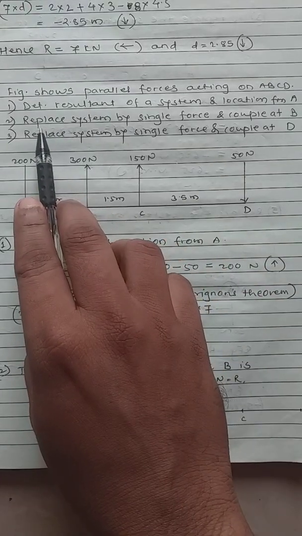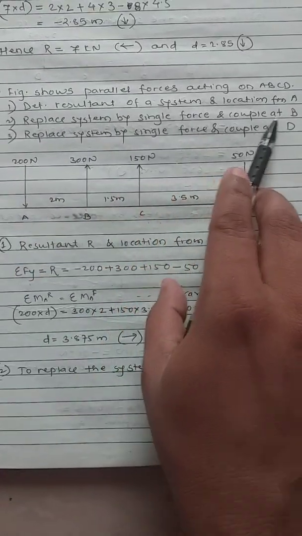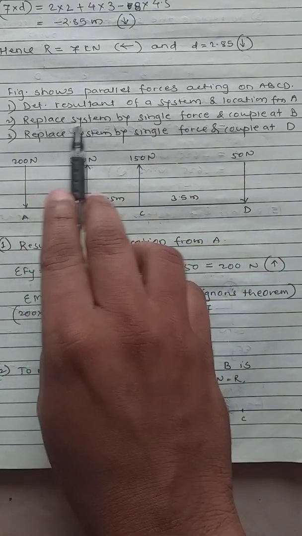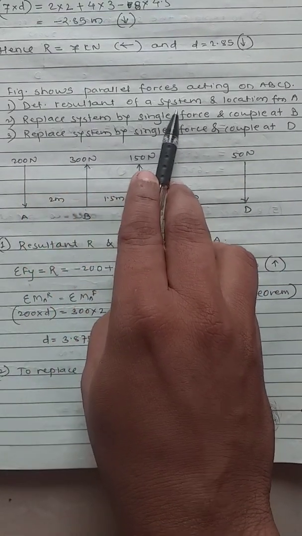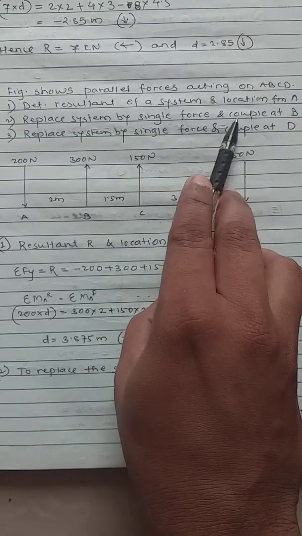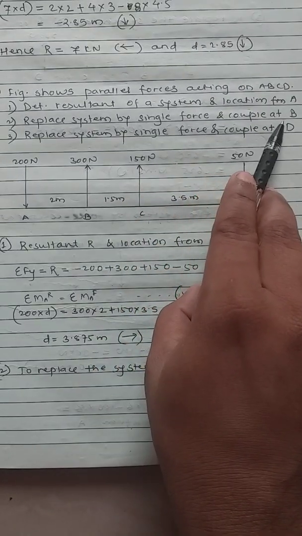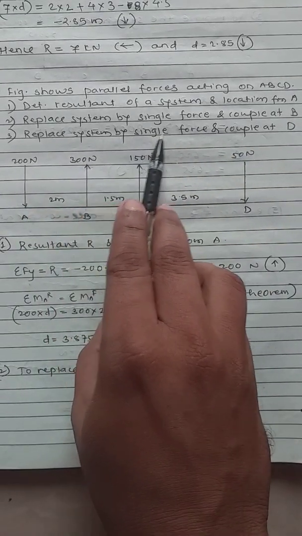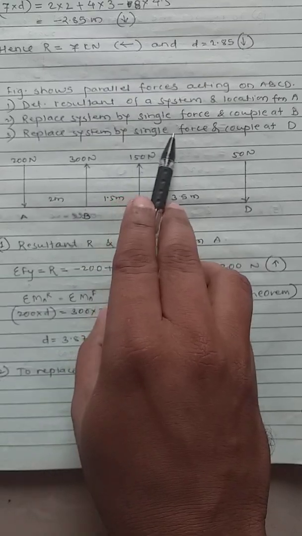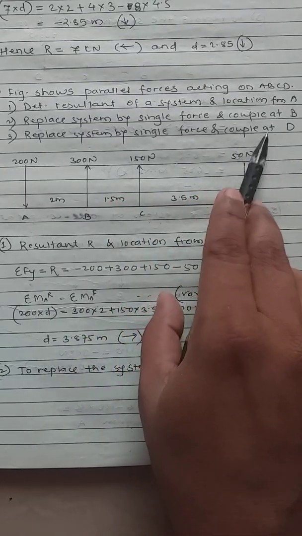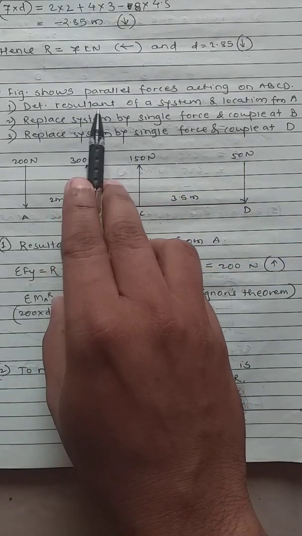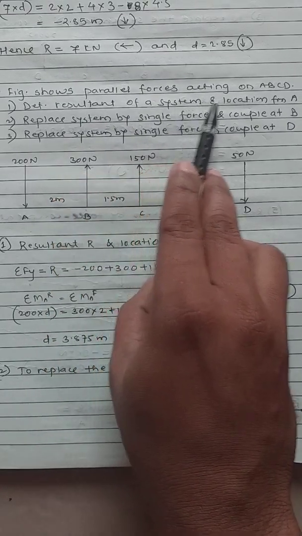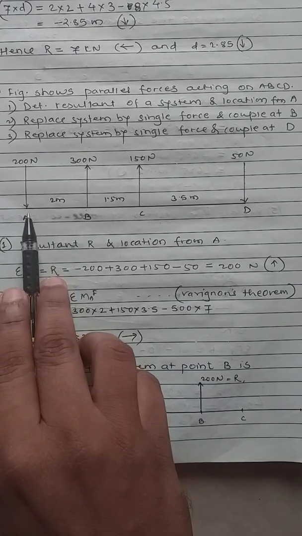Second, replace the system by a single force and couple at point B. This is quite new. Replace the whole system by a single force means replace the system by the resultant and a couple at point B. Couple at point B means simply you have to take the moment at point B. Similarly, the third is the resultant and couple at point D, meaning the moment at point D. So three things we have to determine. The first one is common: determine the resultant and location from A.